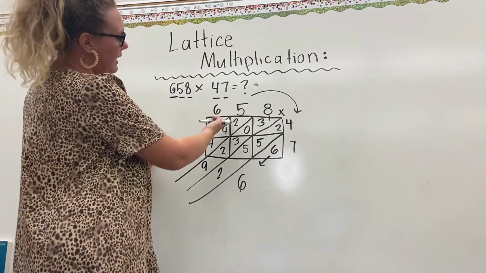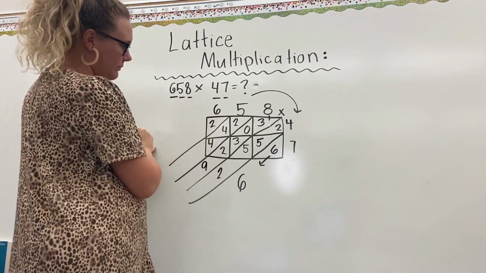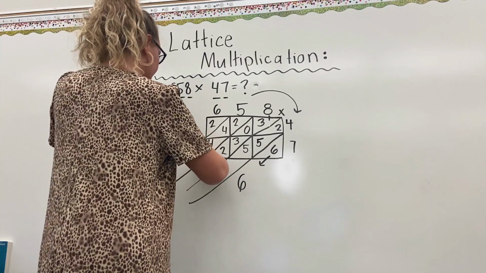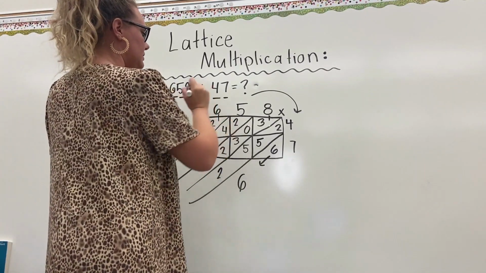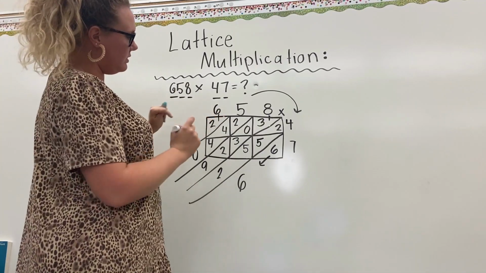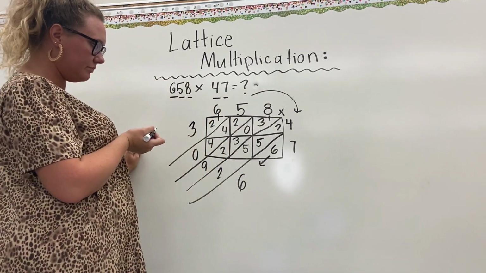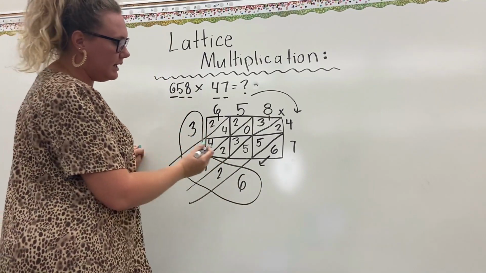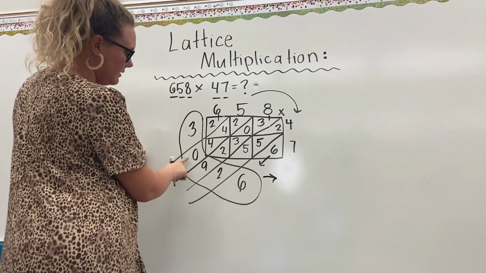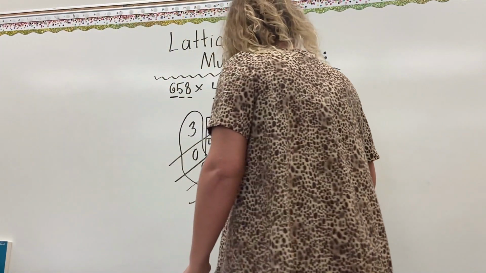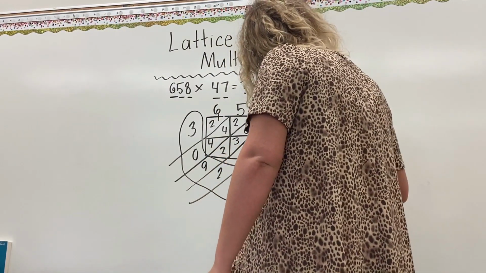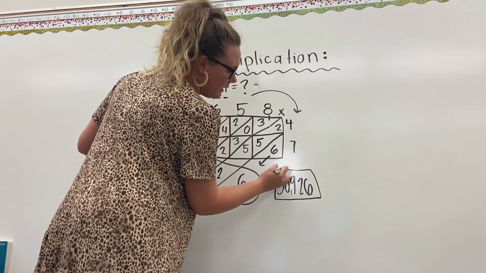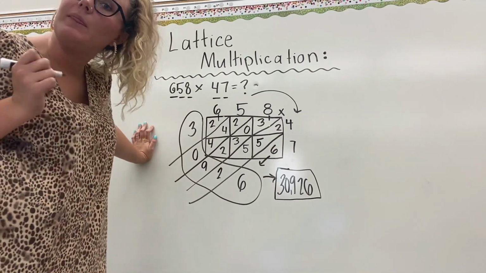Okay, now my next diagonal, 2 plus 4 plus 4. Well, 2 plus 4, that's 6. 6 plus 4, that's 10. So I'm going to put my 0 and I'm going to carry my 1 to the next diagonal. 1 plus 2, that's easy, that's 3. All right, now all I have to do, again, take these numbers that I have on the side and just rewrite them. I have a 3, 0, 9, 2, 6. So I'm going to rewrite it. 3, 0, 9, 2, 6. I'm going to put a comma. 30,926. And that is your answer.